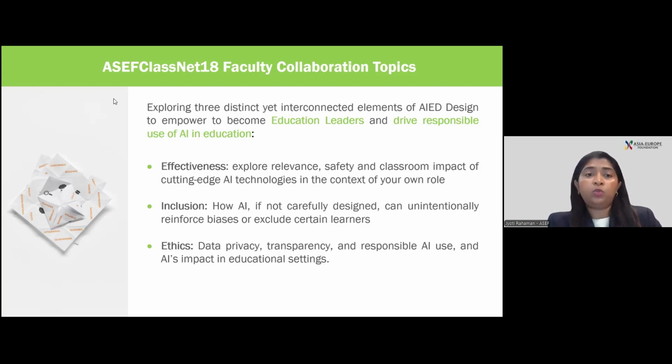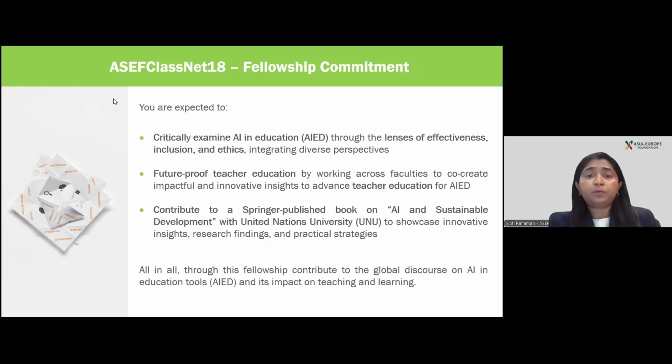And for this, we want to focus on data privacy, transparency, and responsible AI use and its impact on educational settings. That's why we designed the program in a way where you can have dialogues and conversations with each other, understand different initiatives in your respective countries and countries of your fellows to really drive the conversation in the right direction. And for that, as I have just mentioned, and also our advisors highlighted as well, to critically examine AI in education, so AI tools through the lenses of these three key topic areas.